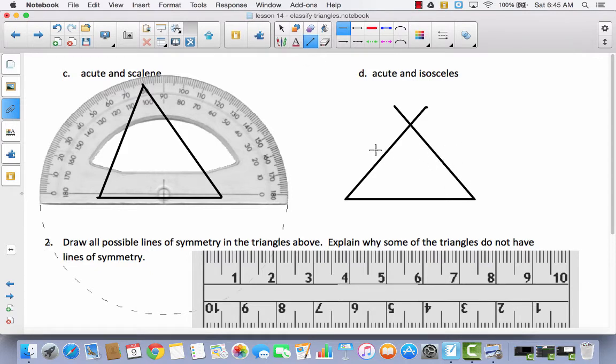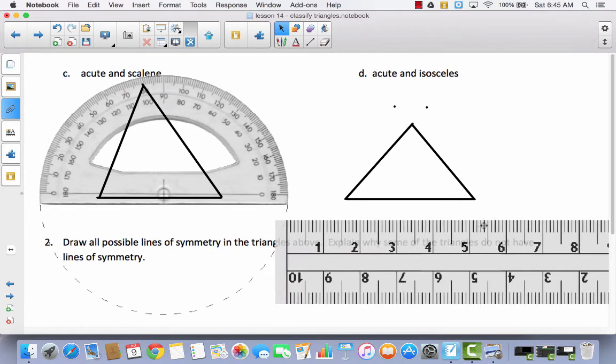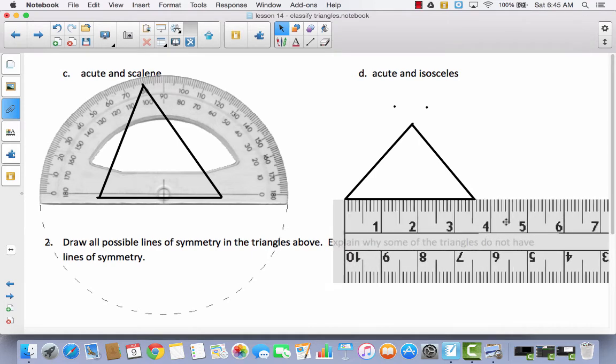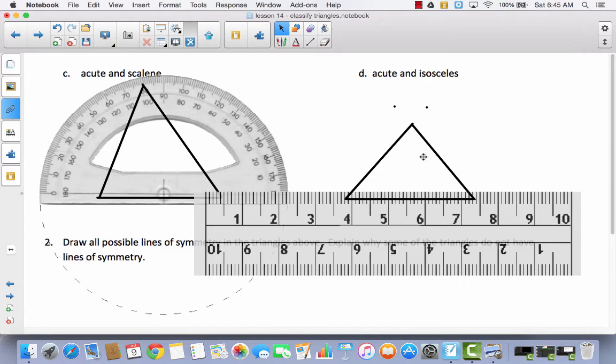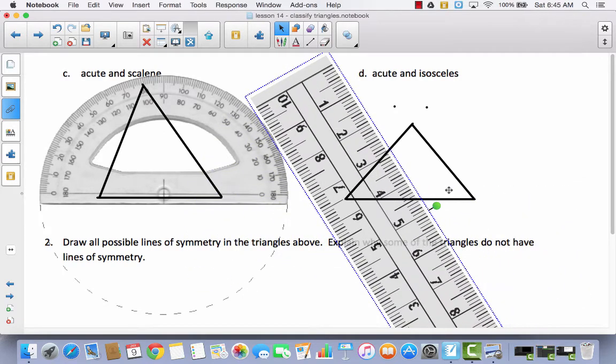Okay, now these two sides should be the same length. We'll have to double check. So now I'm just going to come back and erase these so they don't extend past each other. Okay, all right, now let's measure. So this one should be the longest. So this is 3.6.